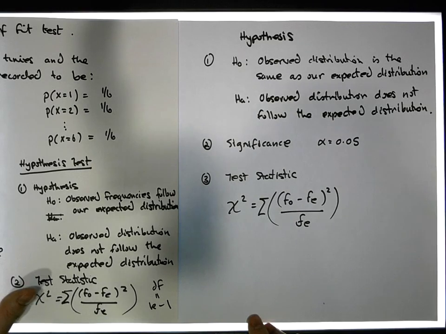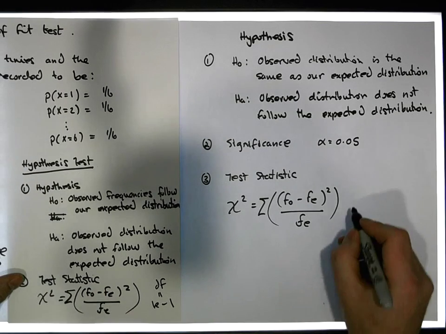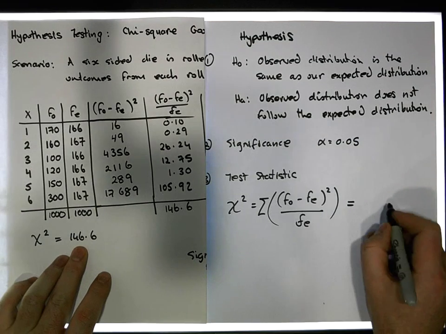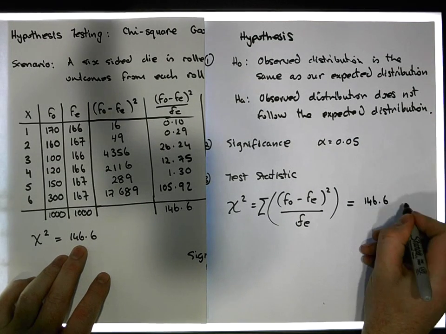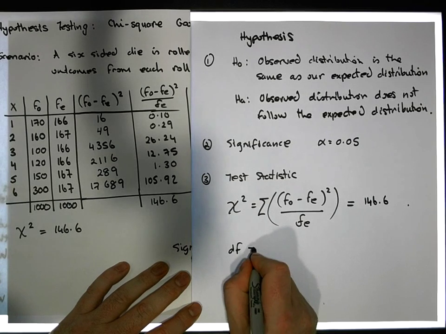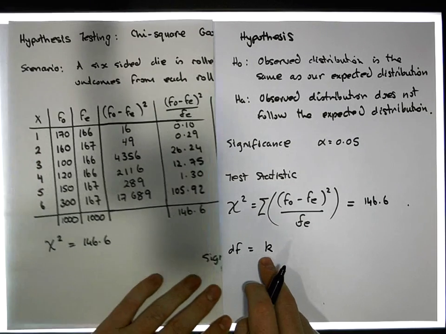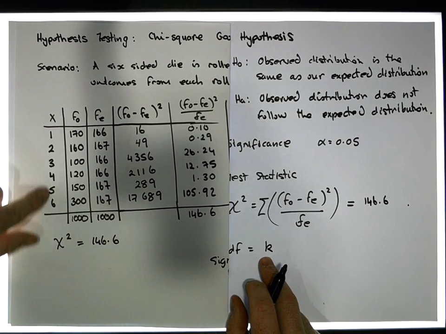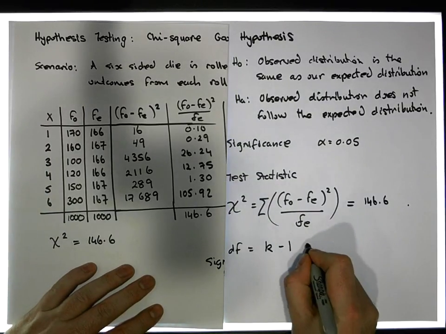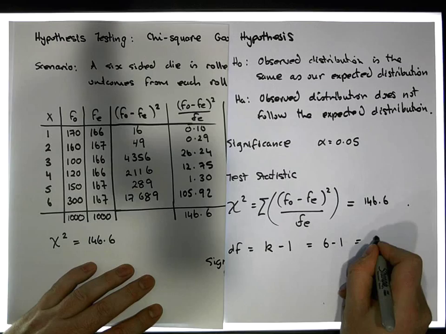in our discrete distribution. And in our case here, we've just calculated this to be equal to 146.6. Okay, so that's our test statistic. Our degrees of freedom for this particular test is the number of levels of measurement associated with our variable. In this case, there's 6 possible things that could occur, and minus 1. So it's equal to 6 minus 1, which is equal to 5 in this case.